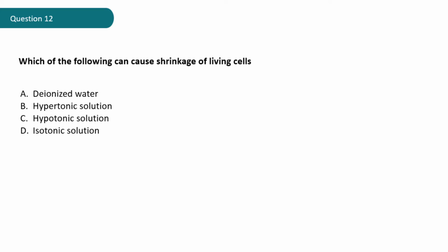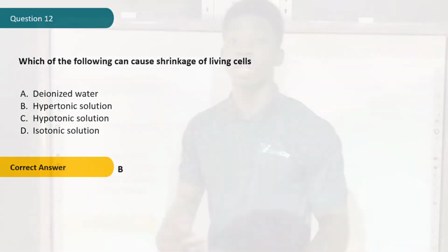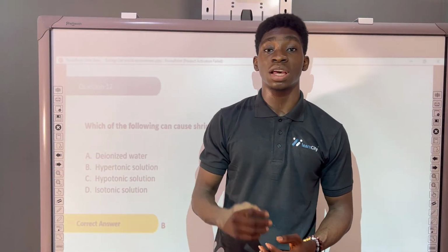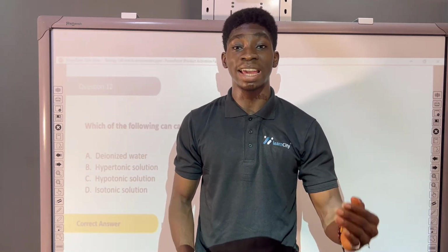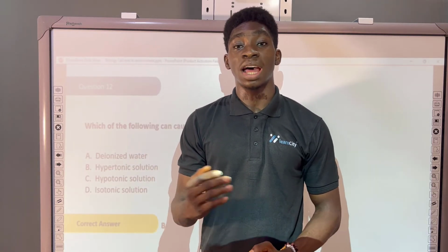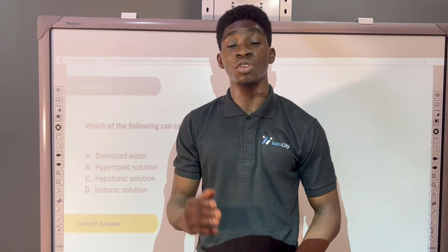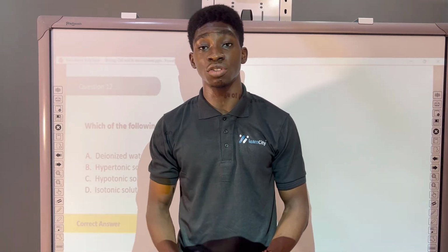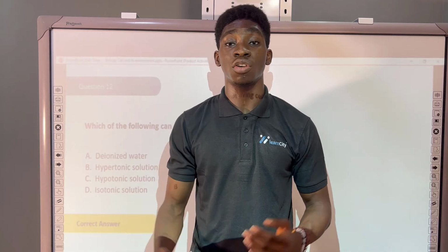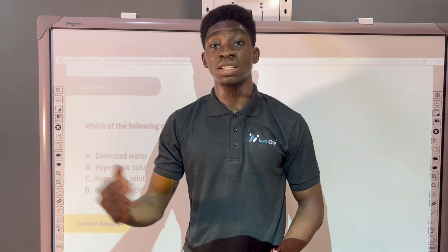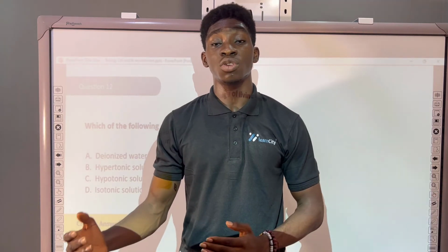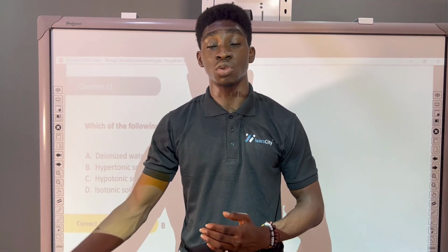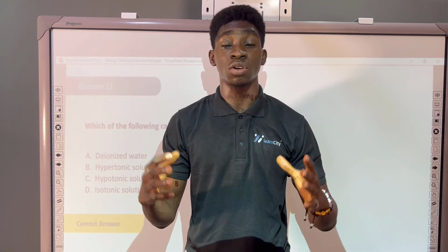Okay, let's see what the correct answer says. The correct answer says B. Hypertonic solution. It is hypertonic solution because a hypertonic solution is a solution in which the concentration of the solution is higher than that of the cell. And according to osmosis, water is going to flow from the region of low concentration to a region of high concentration. And since the concentration of the cell is lower than that of the salt, meaning that since it's hypertonic, the water is going to flow from the cell into the solution, and that is going to cause the cells to shrink.